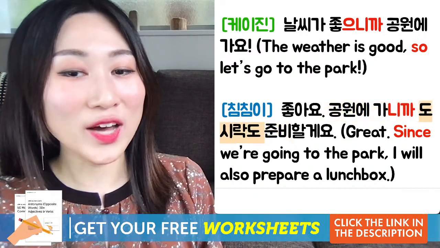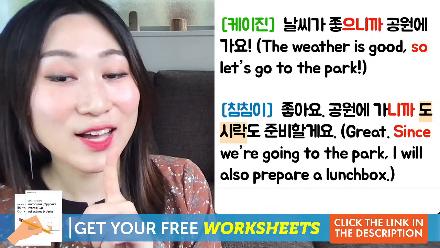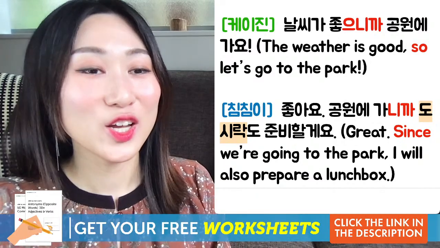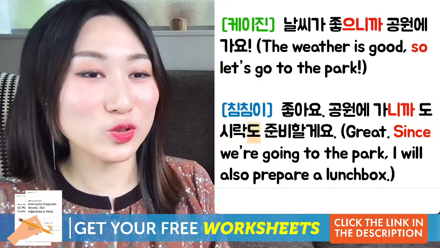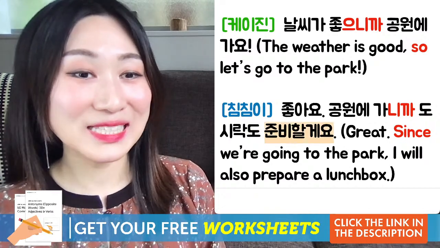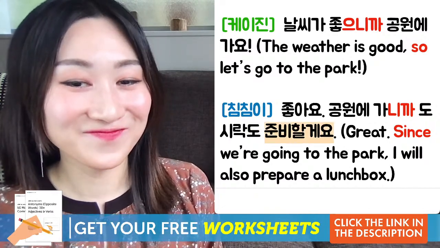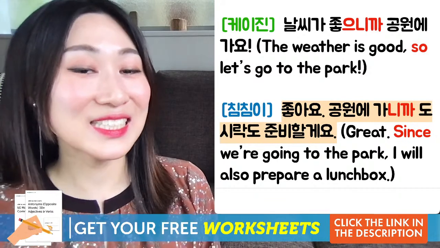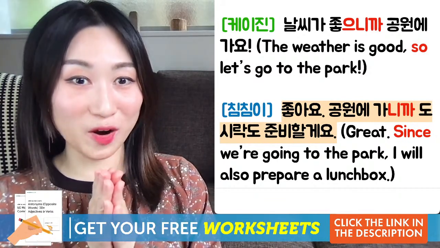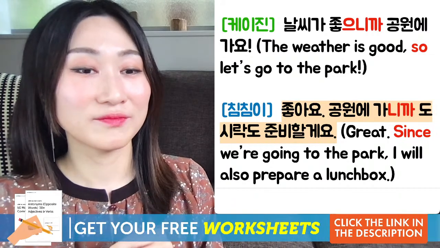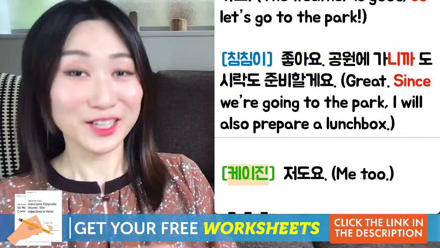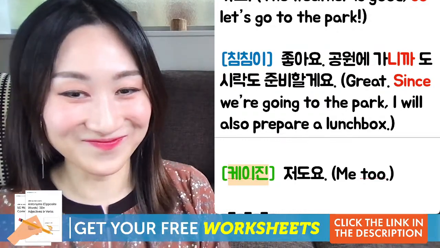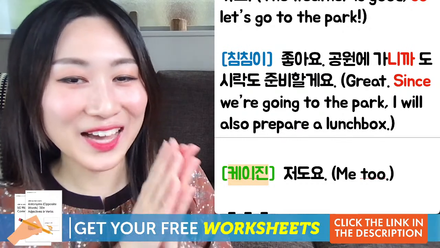도시락도 준비할게요. What is 도시락? It means lunchbox. 도 means also or too. 준비할게요 means I'll prepare. So 좋아요. 공원에 가니까 도시락도 준비할게요. Great. Since we are going to the park, because we are going to the park, I'll also prepare a lunchbox. And I say, 저도요. Me too. I'll prepare lunchbox too. So, 침침 is so cute. I know.